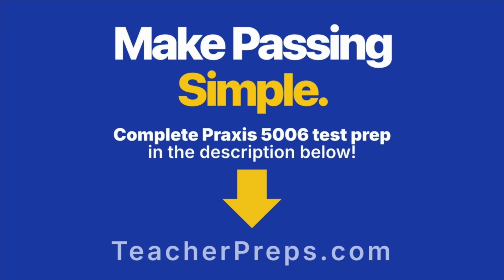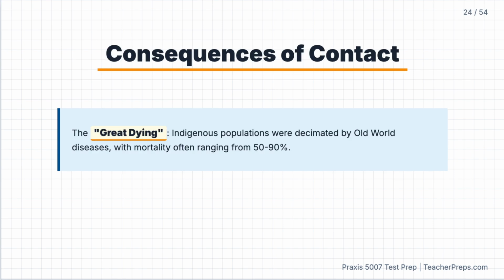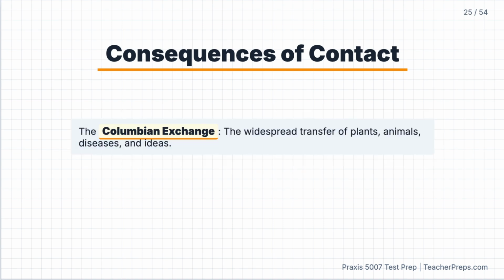The motivations for the Europeans that explored into North America are often referred to as the 3 motivations, including God, gold, and glory. The consequences of European arrival, in case you get a question about this on test day, remember that they were catastrophic for indigenous peoples, primarily due to the Great Dying, with mortality rates often ranging from 50 to 90%. Now, this period also initiated the Columbian Exchange, which, to recall, is the transfer of goods and ideas between hemispheres.